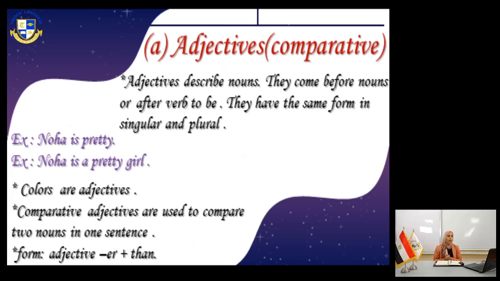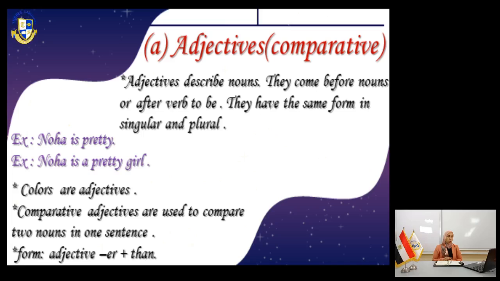For example, Noha is pretty. Another example, Noha is a pretty girl. So here, the adjective pretty comes after verb to be. And in the other sentence, I have both verb to be and the noun, so pretty comes in the middle. Noha is verb to be, pretty, the adjective, and girl is the noun. Colors, all colors are adjectives. I use them to describe things according to their colors, so I'm using colors as adjectives.